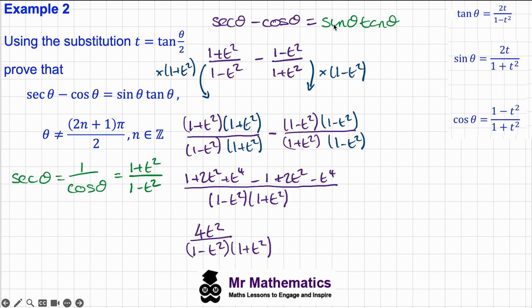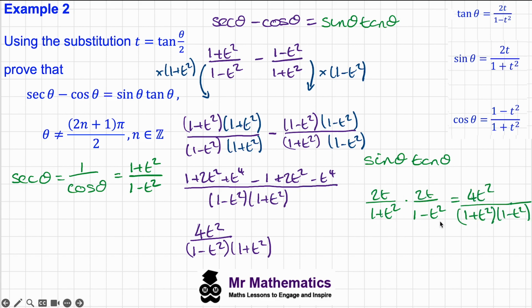Now we can try and make the right-hand side the same as this. If we have sine theta tan theta, we know sine theta is 2t over 1 plus t squared, that's given here, and we know tan theta is given here. We can multiply the two numerators together. So we get 4t squared over 1 plus t squared times 1 minus t squared. This is exactly the same as what we have on the left-hand side. So we can say the identity is proven.